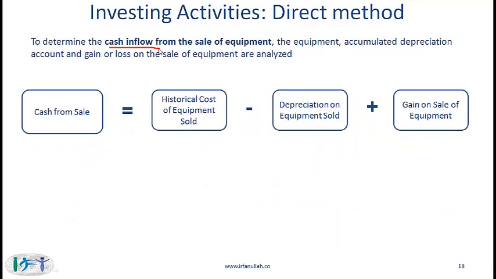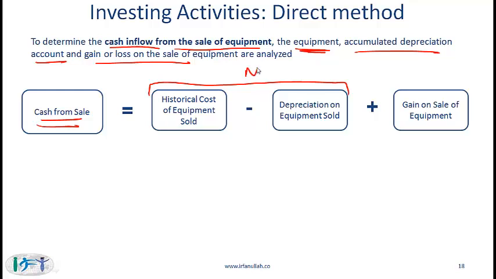Next, we try to determine cash inflow from the sale of equipment. This is a little more complicated. And here we need to understand the equipment amount, the accumulated depreciation, and the gain or loss on sale of equipment. The cash from sale is equal to the historical cost of the equipment sold. This is the same as the gross cost of the equipment sold minus depreciation on equipment sold. When you combine these two items, you have the net book value of the equipment which is sold.